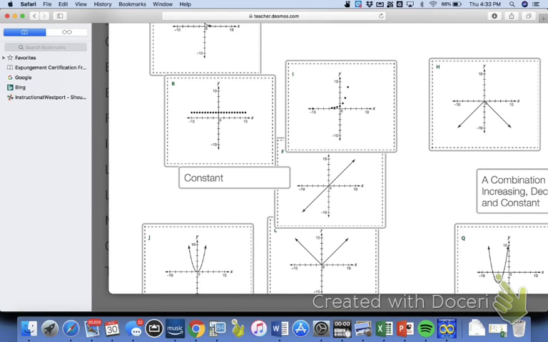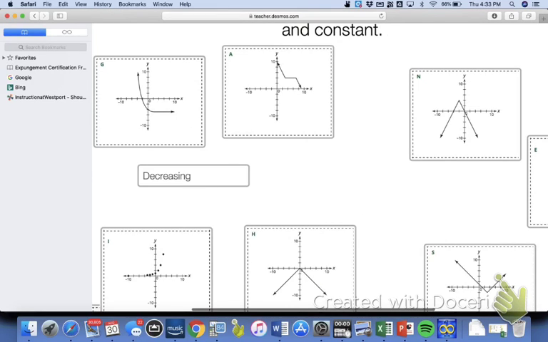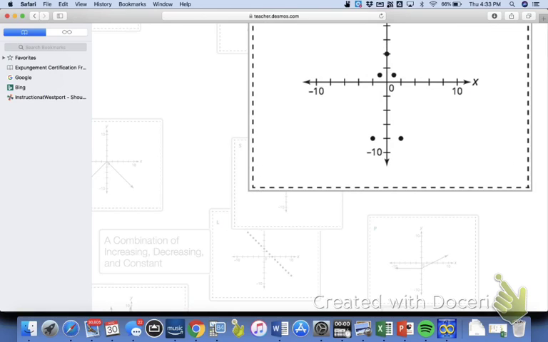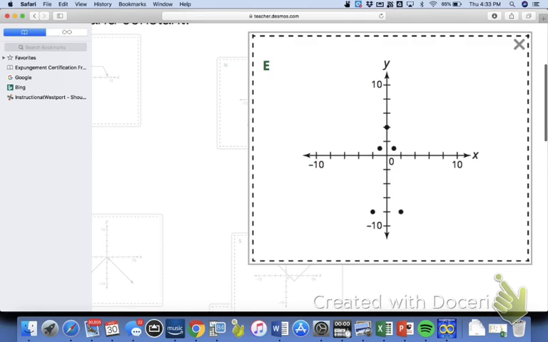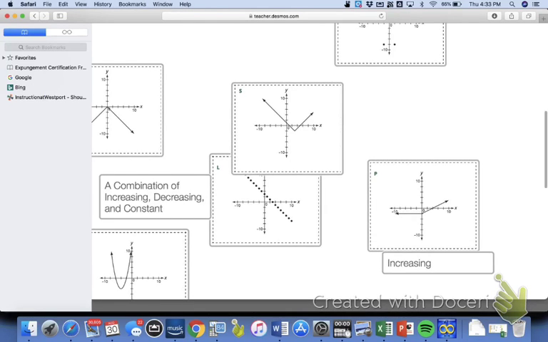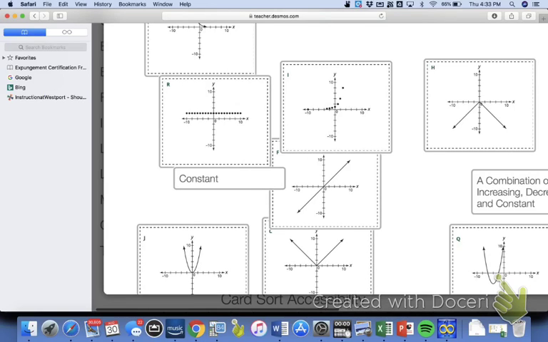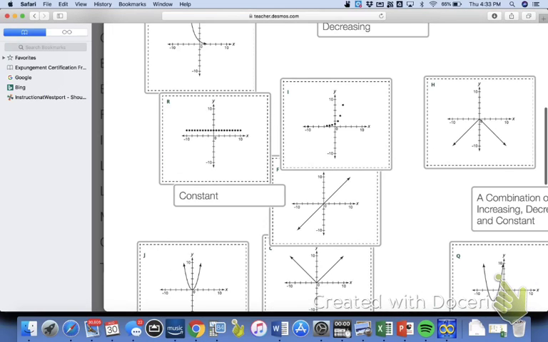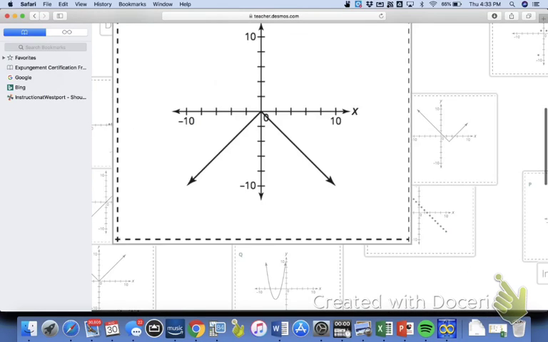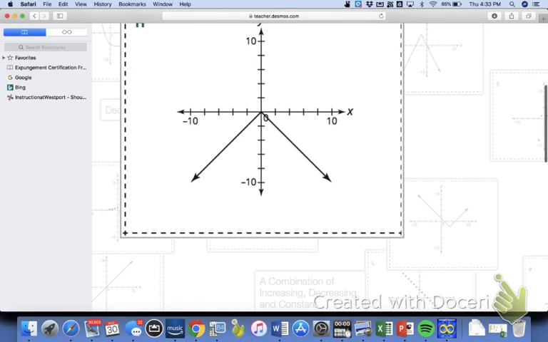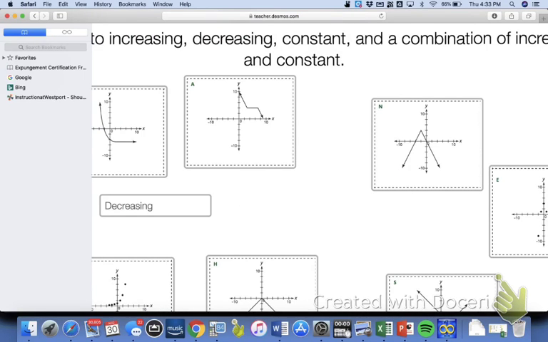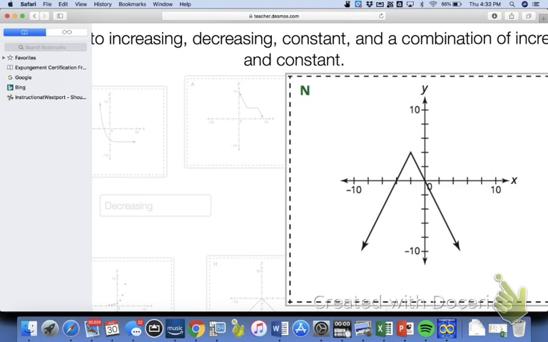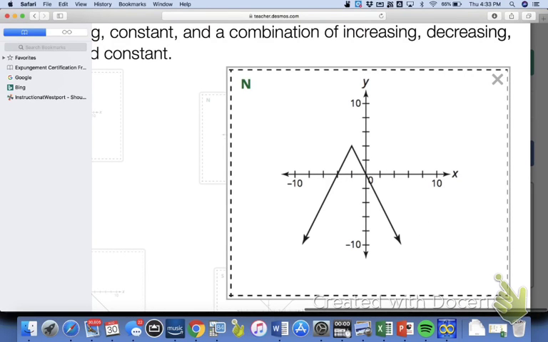The others that fell into that combo category for the same reasons were graph E. Even though E is discrete, you can still follow the pattern here, and you can see that it goes up and then it comes back down. So that one is also a combination of increasing and decreasing. Graph H was the next one. Oops, where's graph H? Oh, right there. Graph H was another one. Graph N is a combination of increasing and decreasing because it starts off increasing and then decreases.